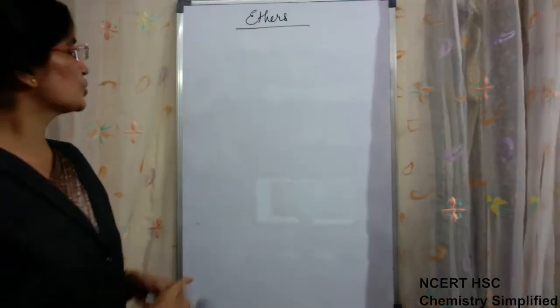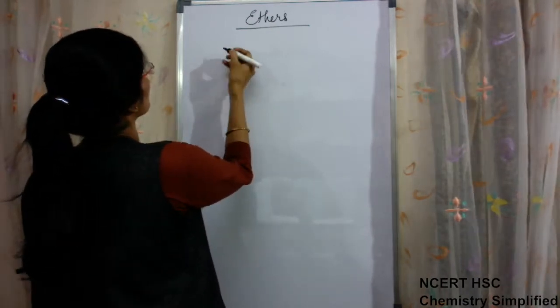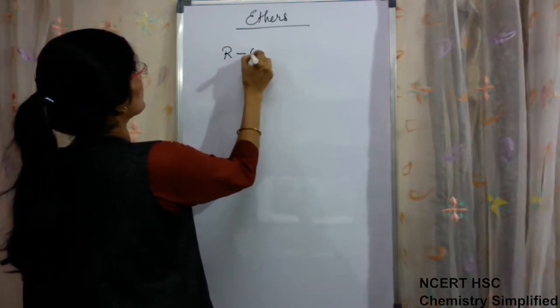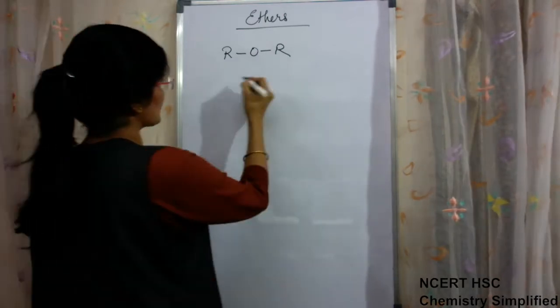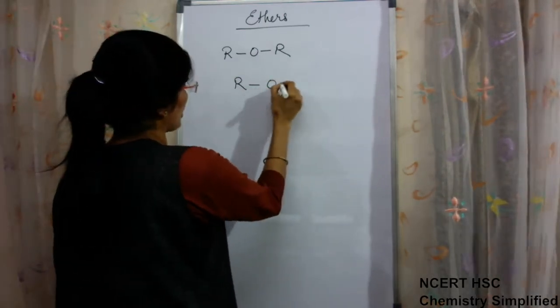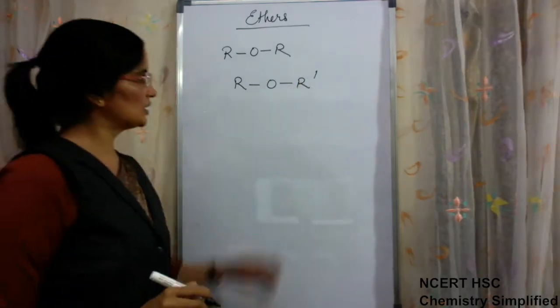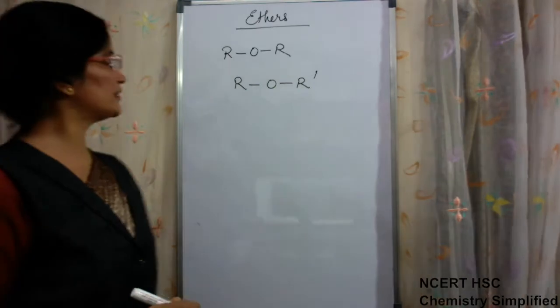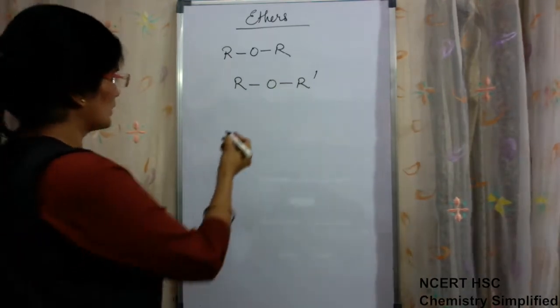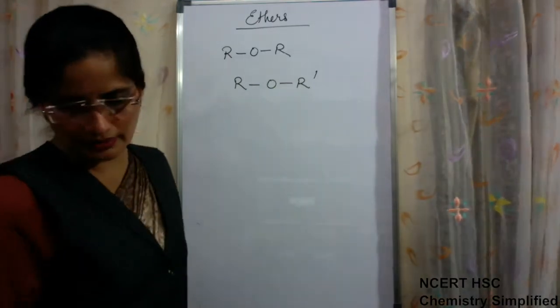Okay, so in ethers, first we write the general formula. ROR is the general formula for ethers. This may also be RO R dash. That means these two alkyl groups may be the same or different. These are ethers. Let us write one example.